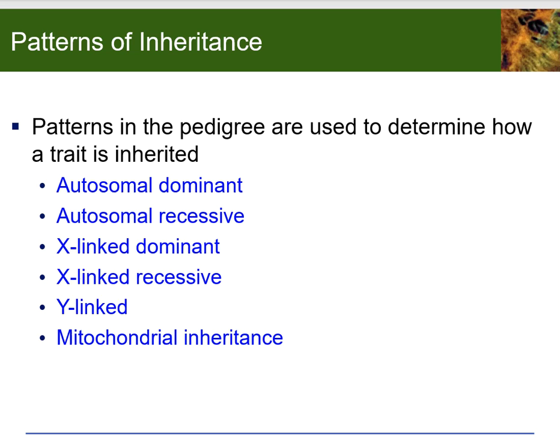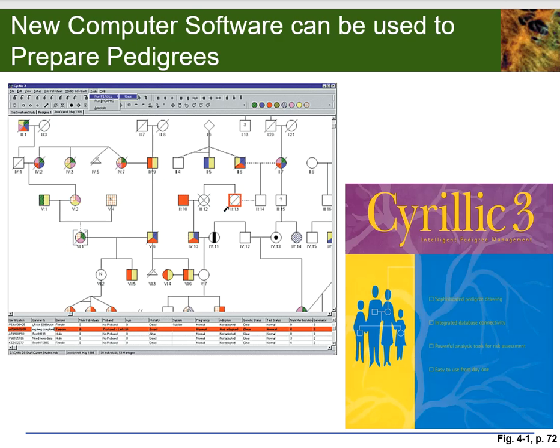There are multiple types of patterns of inheritance, and patterns in the pedigree are used to determine how a trait is inherited. It could be autosomal dominant, autosomal recessive, X-linked dominant, X-linked recessive, Y-linked, or mitochondrial inheritance. So we'll take a look at each of these real briefly.